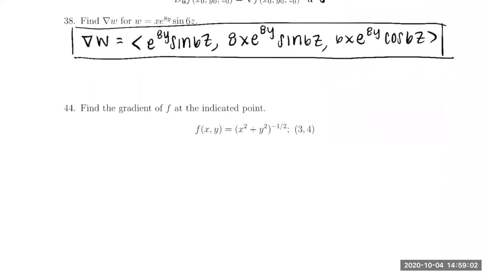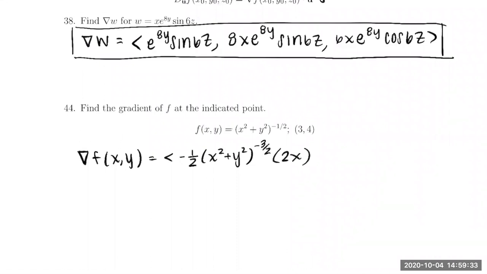44 is more the same, but then just one added step of evaluating the gradient at a specified point. So let's begin by finding the gradient at any general point. So I'm going to take the partial with respect to x. So I'm going to pull this exponent down in front. Don't touch the inside. Subtract by 1 and then multiply by the derivative of the inside. But again, this is with respect to x right here. And then I get almost the same thing for y.